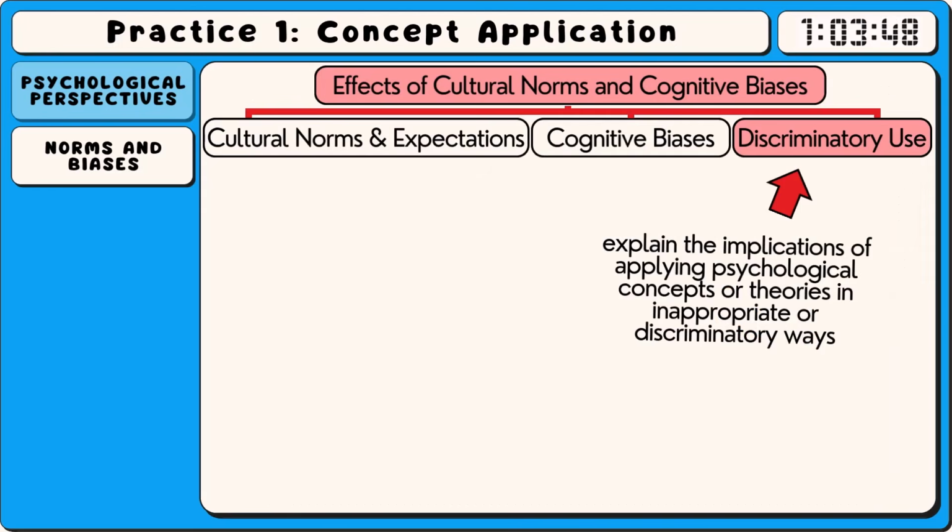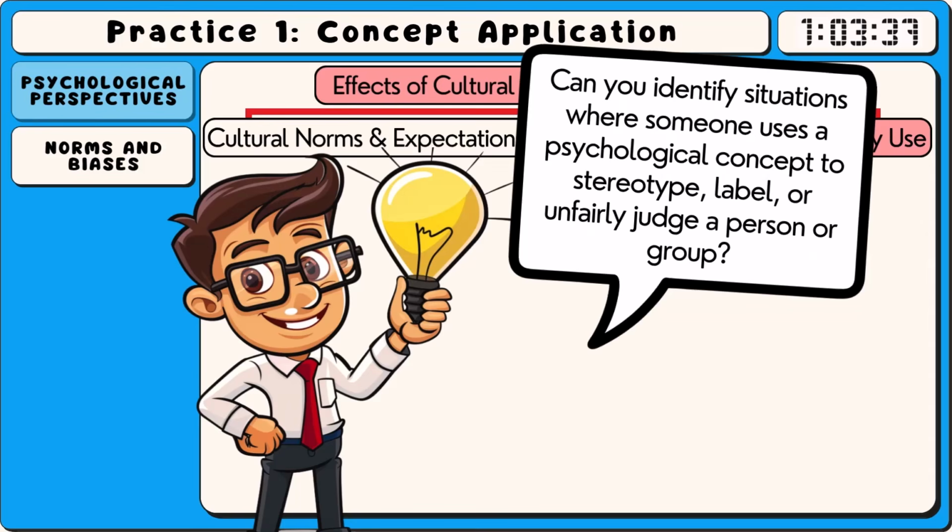The last outcome for this lesson asks you to explain the implications of applying psychological concepts or theories in inappropriate or discriminatory ways. In other words, can you identify situations where someone uses a psychological concept to stereotype, label, or unfairly judge a person or group?